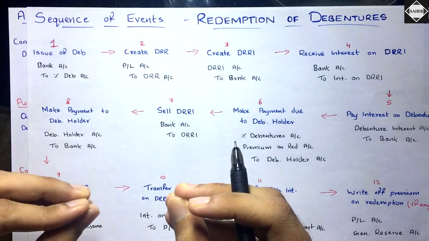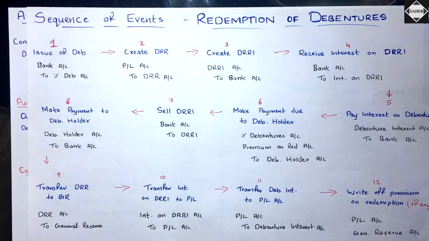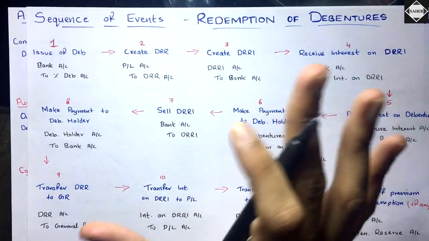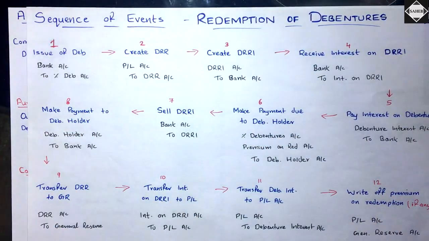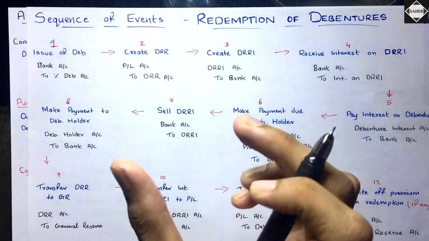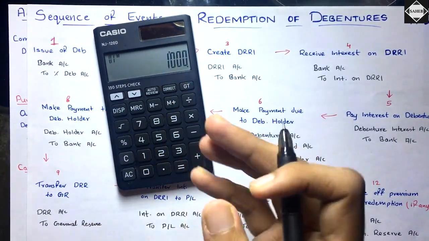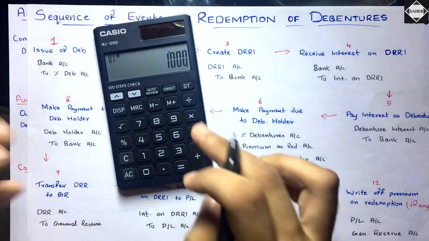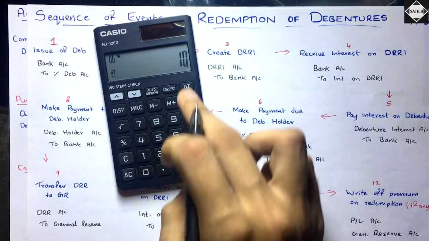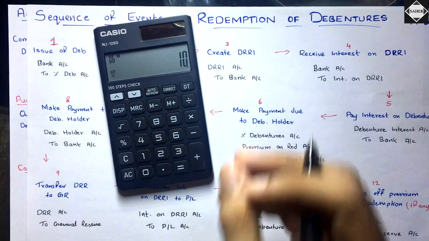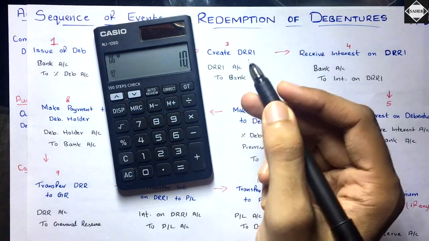But before redemption, what happens? Before redemption, you sell the investment. You sell the DRI. So are you going to sell the entire DRI? For example, let's say 10,000 debentures are there in the balance sheet of the company, on the liability side, and let's say 1,000 debentures are being redeemed. 1,000 debentures are being purchased from the open market out of 10,000 debentures. So that means only 10% of the debentures are being redeemed through purchase in open market. Only 1,000 debentures are being redeemed. That is 10% of 10,000.